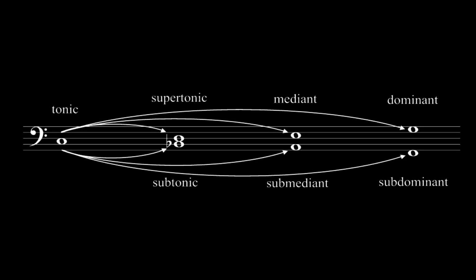Scale degrees can also include prefixes such as sub, which indicate that it is a half step lower rather than a half step higher.